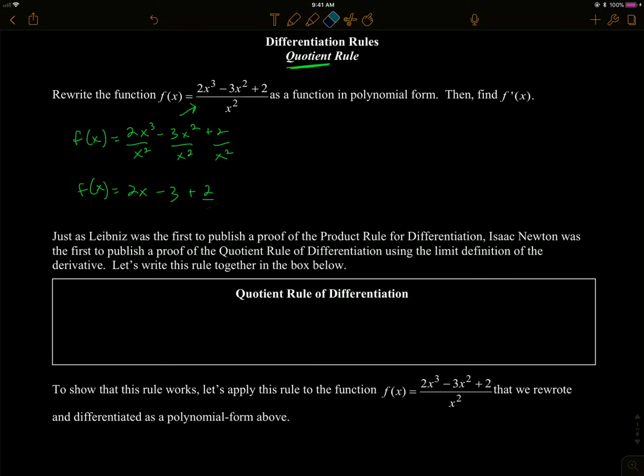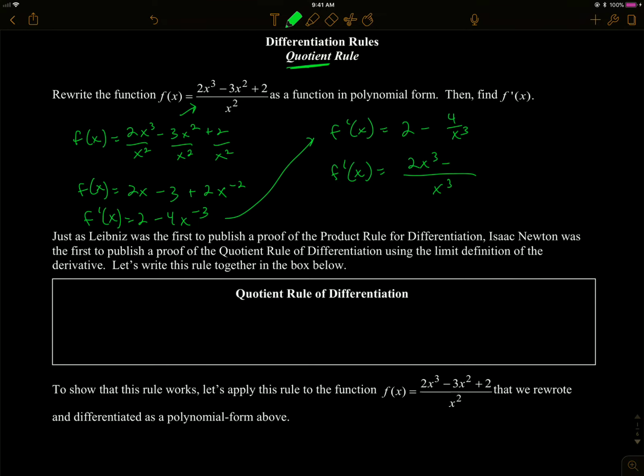Now this last term, I'll write it as 2x to the negative 2 so that I can apply power rule. So there's my power rule. If I rewrite, I get a common denominator of x to the third. I will get 2x to the third minus 4 over x cubed. That will be our derivative using a rewrite and then power rule.